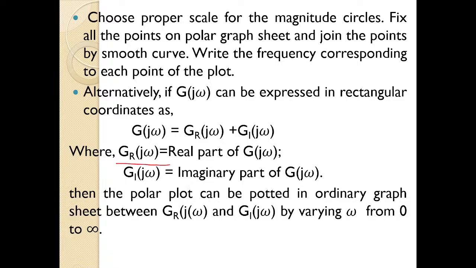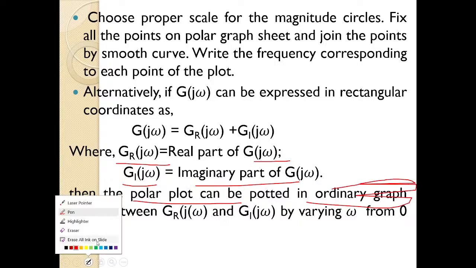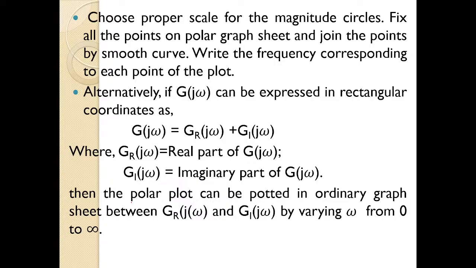So what is G r of j omega? It is the real part of G of j omega, and G i of j omega is the imaginary part of G of j omega. So we can plot the polar plot on the ordinary graph sheet that we usually use, between the real part of G of j omega and the imaginary part of G of j omega, as omega varies from 0 to infinity.